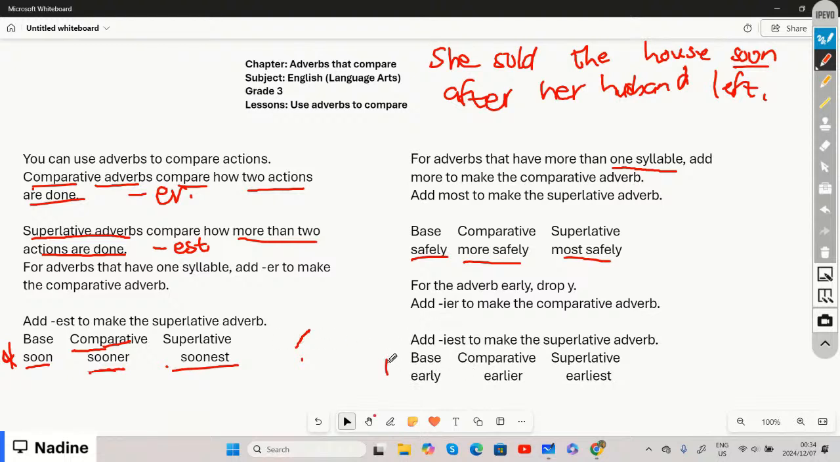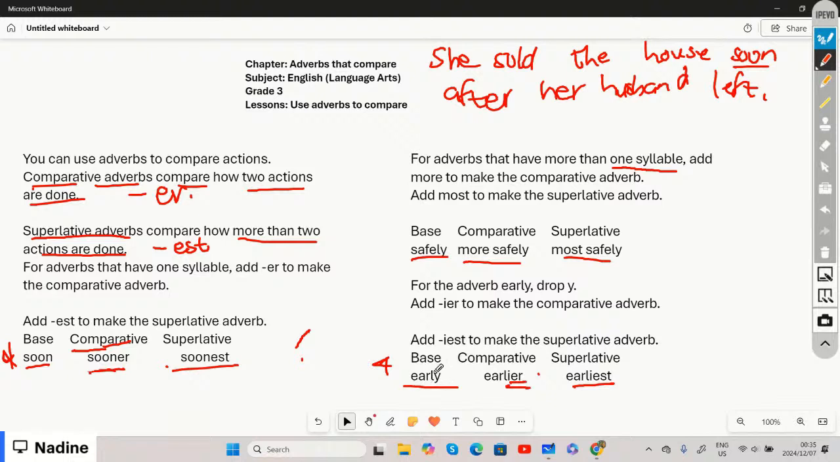All right. And if we look at an example, earlier or early: she arrived early. So she arrived early, but John arrived earlier. You see where we added the IER to earlier and we basically dropped the Y. The same with the superlative, we remove the Y. And if we're comparing to more than two people, then we say, for example, Jack is the earliest. So early or earliest.